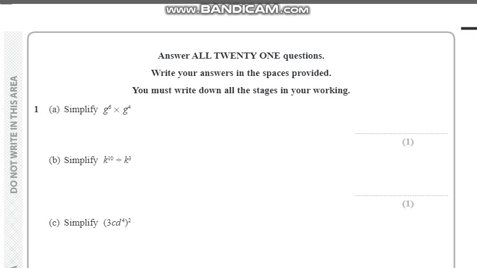So the first question, the A part: simplify g to the power 6 multiplied by g to the power 4. I'll teach you how to approach these kinds of questions, which are basically multiplication. As you can see, there is a multiplication sign, and when you learn indices, the first thing you know is you have to add these powers. Whenever there is a multiplication sign, you add the powers. So this would be 6 plus 4 and not 6 times 4. Beware of these traps that examiners keep setting.